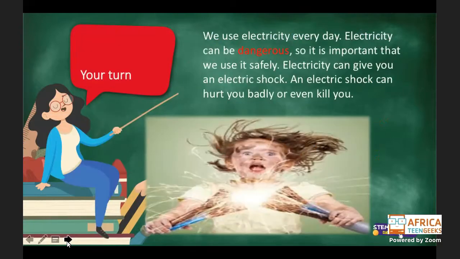Now it's your turn again. This is our third activity. We use electricity every day. Electricity can be dangerous, so it is important that you use it safely. Electricity can give you an electrical shock. An electrical shock can hurt you badly or even kill you.